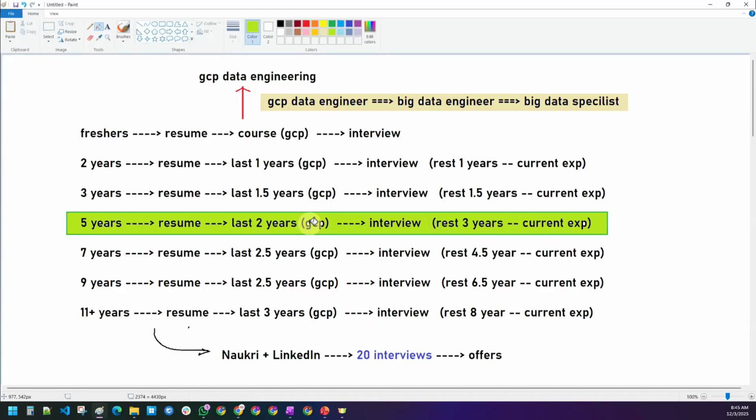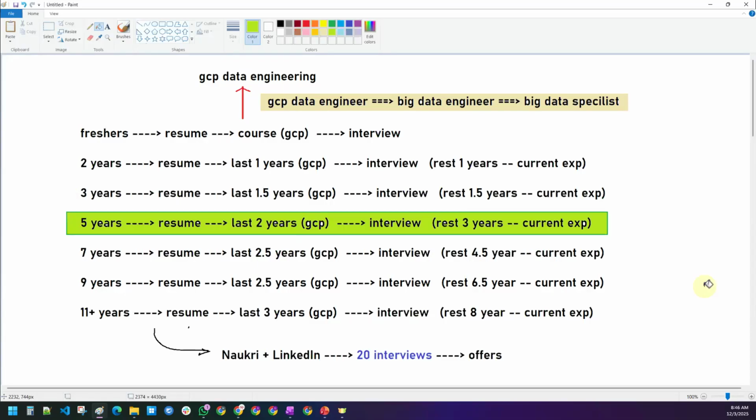Resume assistance, interview questions, how do you have to go, how do you have to prepare for interview. In my final session, I will talk about all of these things. But while you're enrolling for the course, you need to know this particular thing, right? So I'm going to tell you. If you have 7 years of experience also, you see 2.5 on the GCP, 4.5 on the current day. If you have 3 years, 1.5 here, 1.5 here. You follow this chart, prepare your resume, go for the interviews.